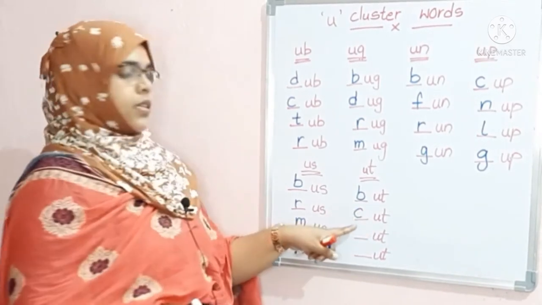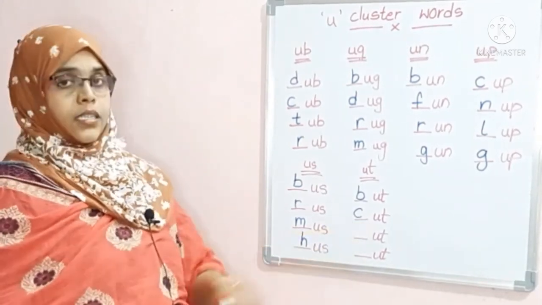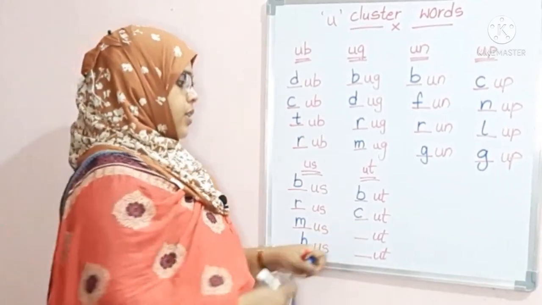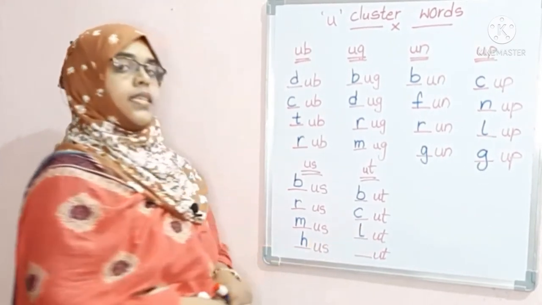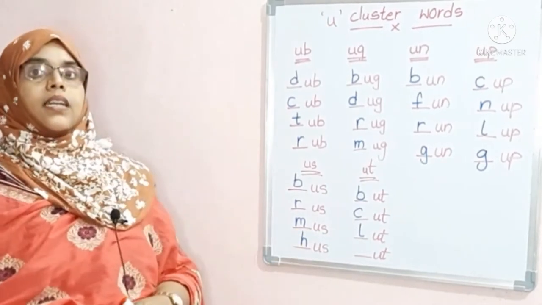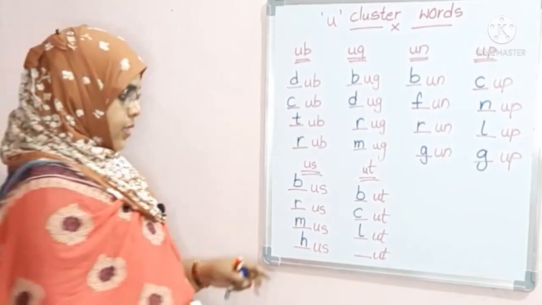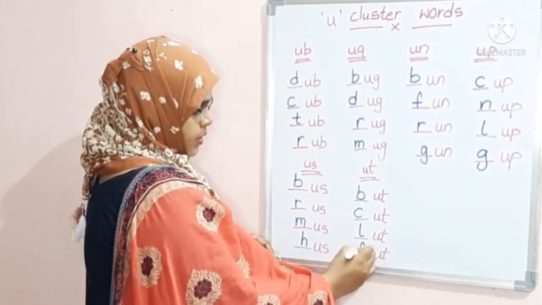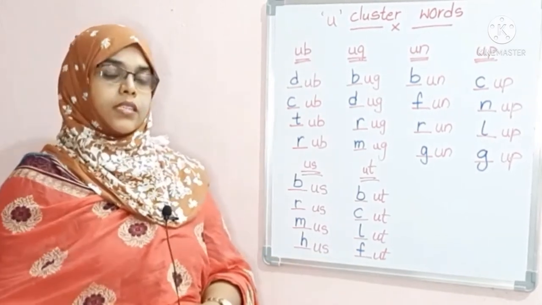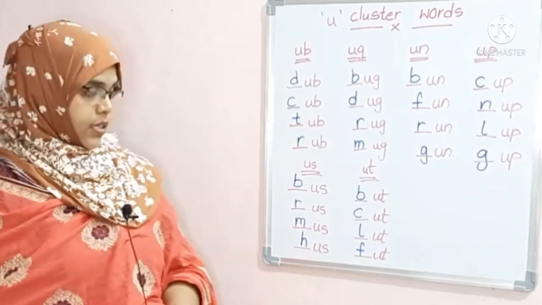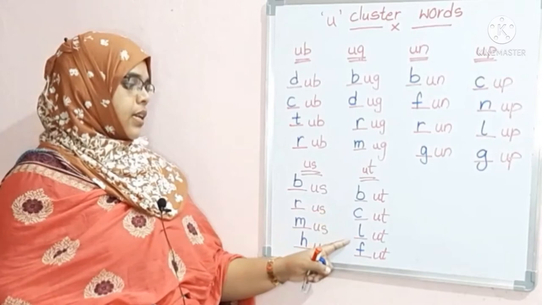C, sound of C. K, UT, K UT will be CUT. This is L. Sound of L is L. UT, L UT will be LUT. This is F. What is this? F. Sound of F is F. UT, F UT, FUT. So, but, cut, lut, fut.